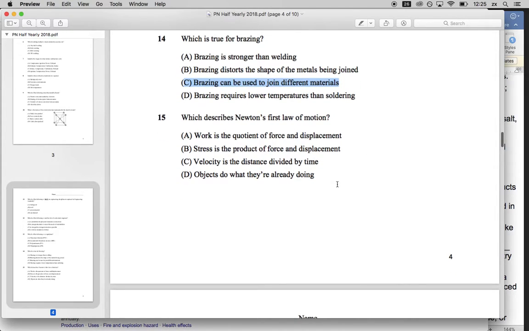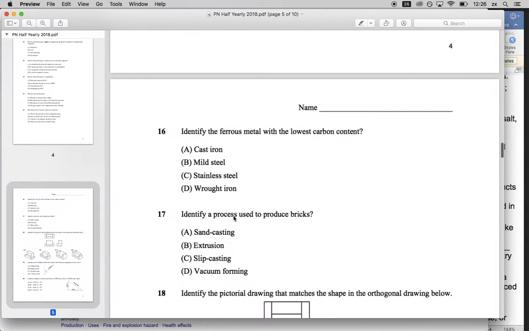Okay, Newton's first law. Newton's first law is that objects tend to do what they're already doing. Objects at rest remain at rest, objects in motion remain in motion until they're acted upon by another force. The other answers may have actually been valuable for people further down the line, but that's up to them.